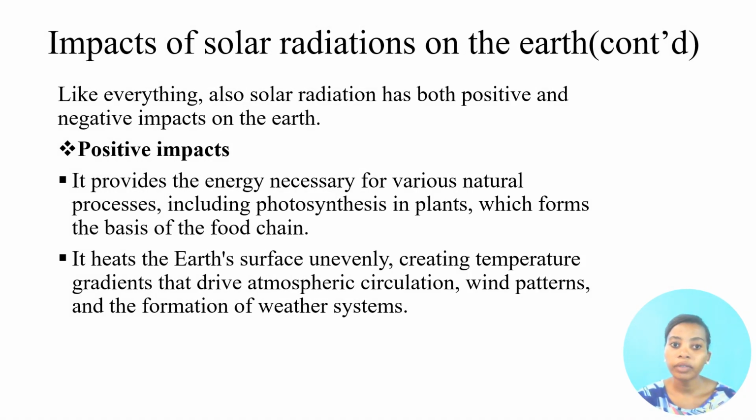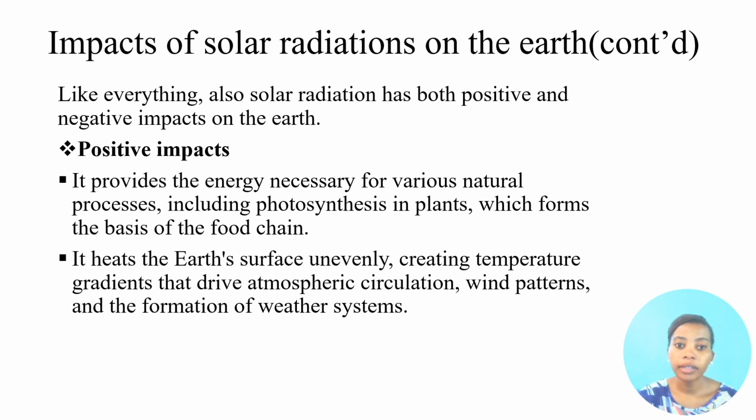We have the positive impact and the negative impact of solar radiation on the Earth. Let's proceed with the positive impact of solar radiation. The first one, solar radiation provides the energy necessary for various natural processes, including photosynthesis in plants, which form the basis of the food chain.